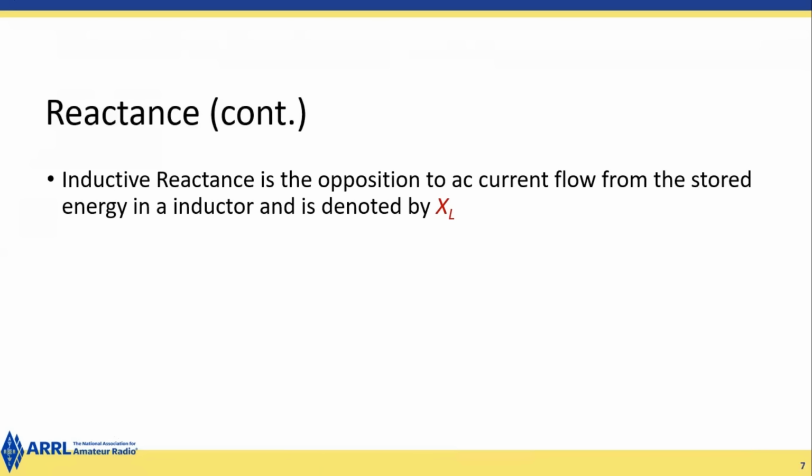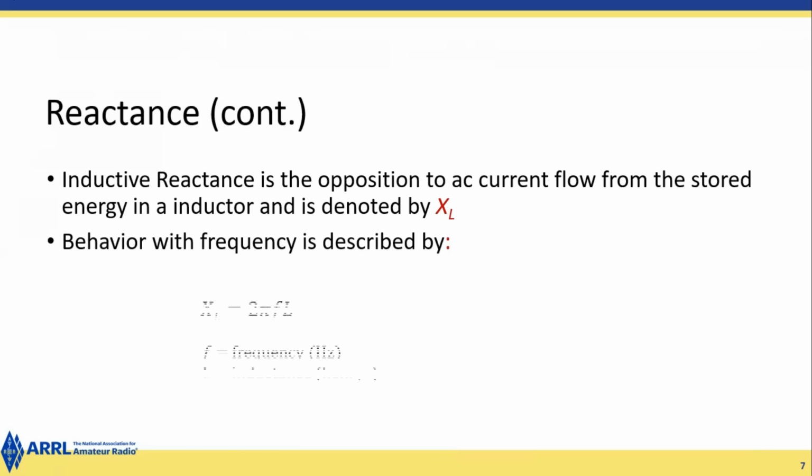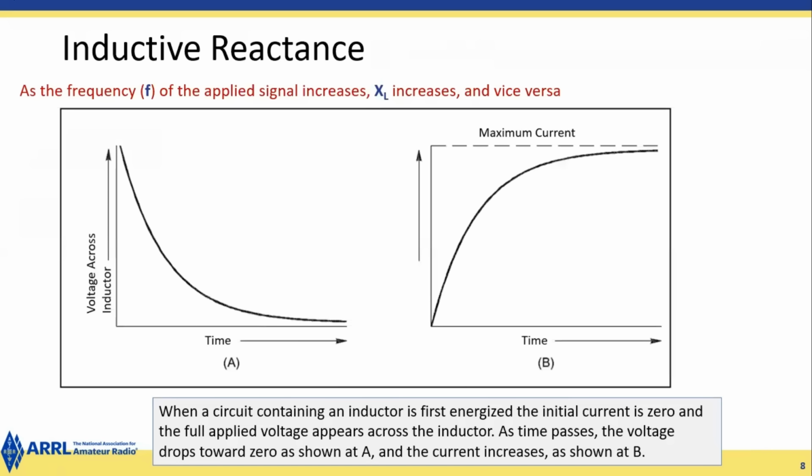Inductive reactance is the opposition to AC current flow from the stored energy in an inductor and is denoted by XL. Behavior with frequency is described as below. XL is equal to 2 pi times the frequency times the inductance in henries. As the frequency F of the applied signal increases, XL increases, and vice versa. When a circuit containing an inductor is first energized, the initial current is 0, and the full applied voltage appears across the inductor. As time passes, the voltage drops down towards 0, as shown in this figure, and the current increases, as shown in B.